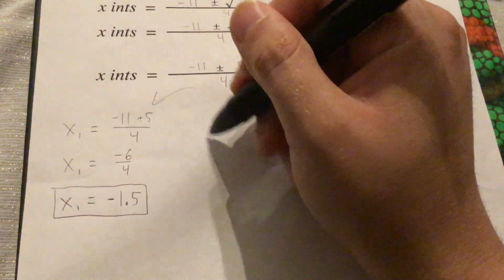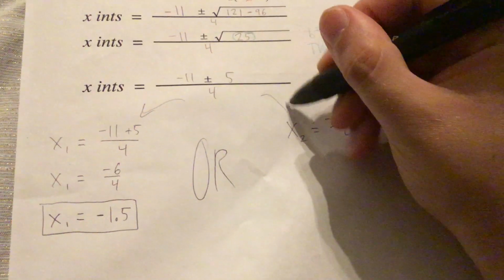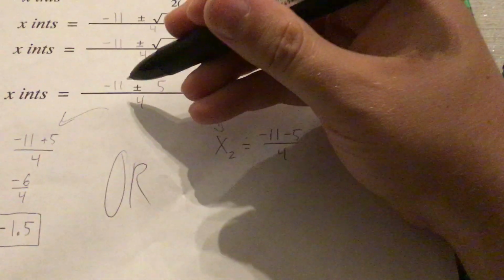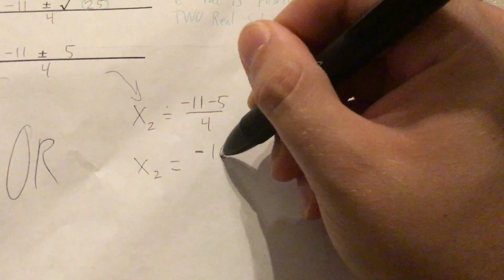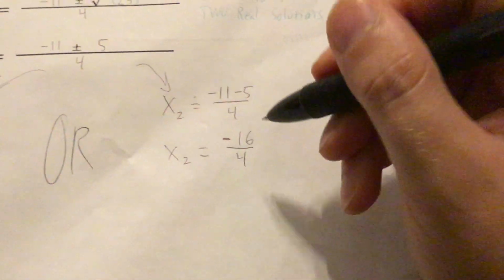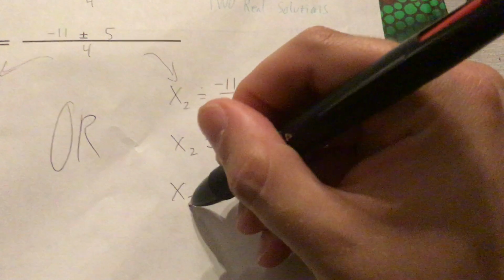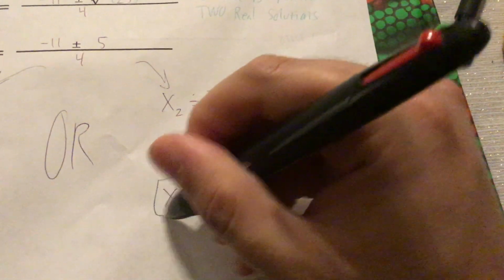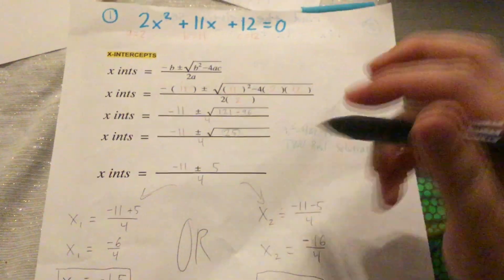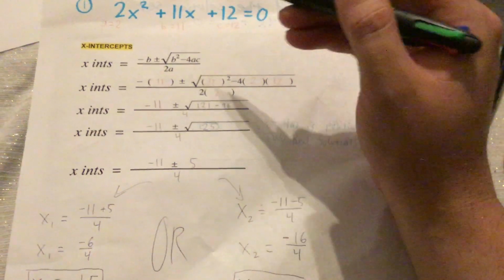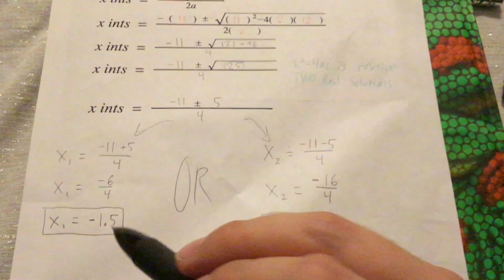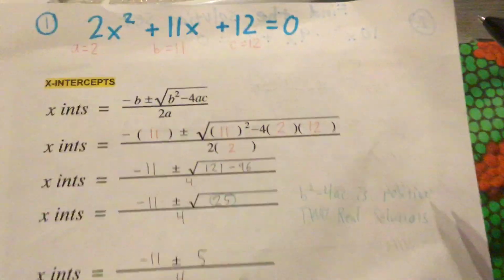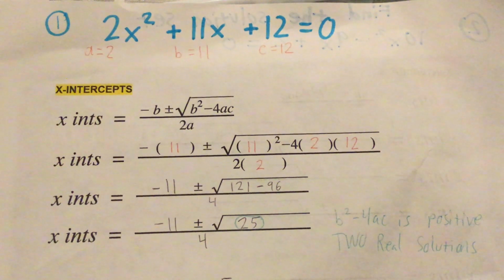Or x2, which is negative 11 minus 5 over 4. So negative 11 minus 5 is going to be negative 16 over 4. And negative 16 divided by positive 4 is negative 4. So the two solutions that make this equation, 2x squared plus 11x plus 12 equals 0, are x can be negative 1.5 or x can be negative 4, and that will work. You can plug it in and check your result.